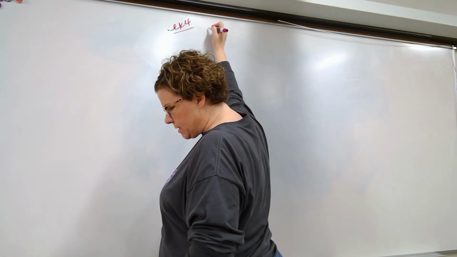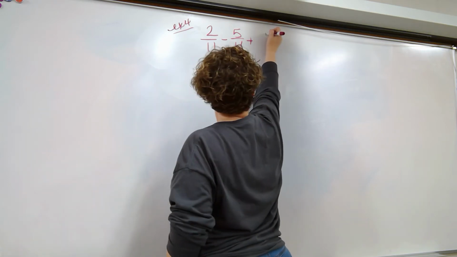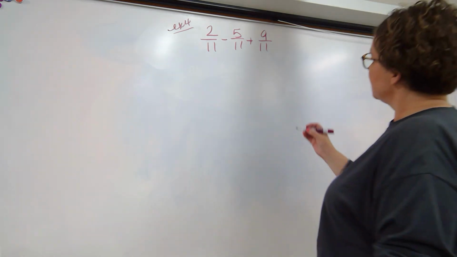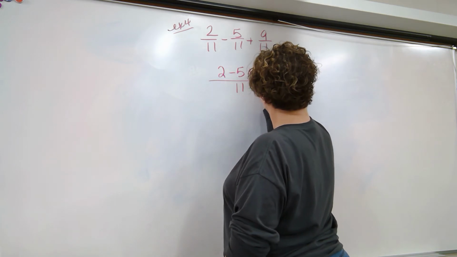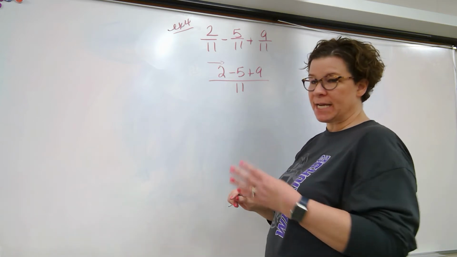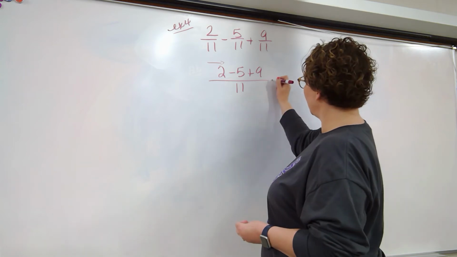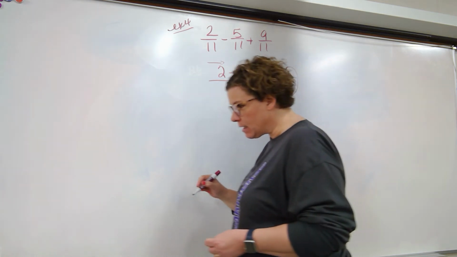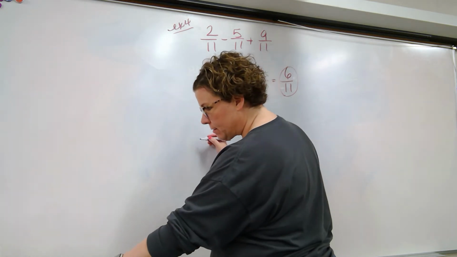These are longer expressions. 2 11ths minus 5 11ths plus 9 11ths. Okay? They all have a common denominator. So common denominator is 11. I'll have 2 minus 5 plus 9, and I'm going to order of operations it. 2 minus 5 is negative 3. If I add positive 9 to negative 3, I get positive 6 over 11. My answer is 6 11ths. All right, that was A.